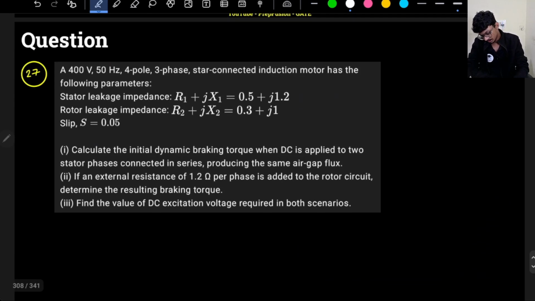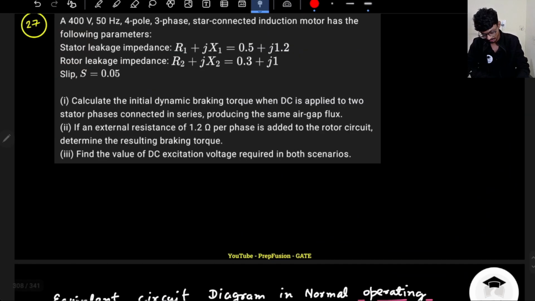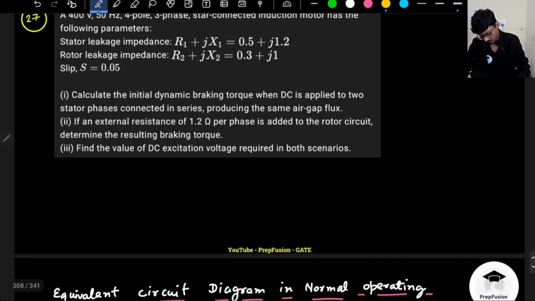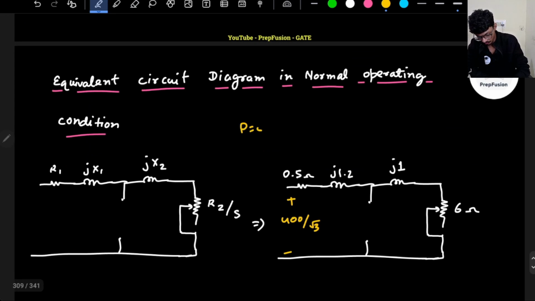And they're providing a 400 volt supply. Whenever the supply is given, it is with respect to the stator side, and it is star connected, so the per phase voltage will be 400 by root 3. That is what the per phase voltage will be. It is a 4 pole machine, so P is equal to 4.